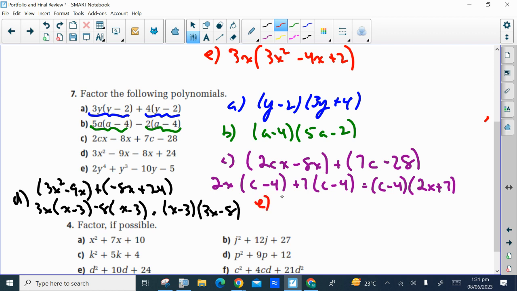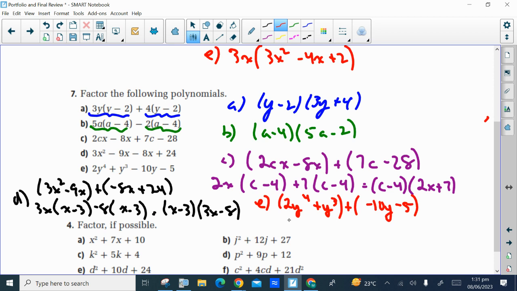For question E, we'll do it the same way. We'll group the first two terms together, and I'll put a plus sign and then put the last two terms together with the negative signs in front like they are in the question.